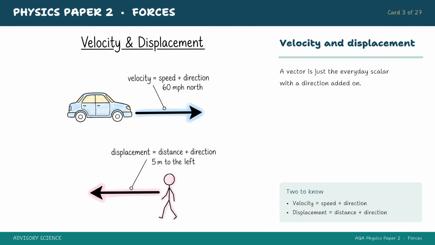Velocity is just speed with a direction, like 60 miles per hour north. Displacement is just distance with a direction, like 5 meters left.